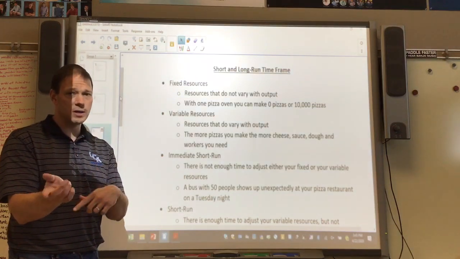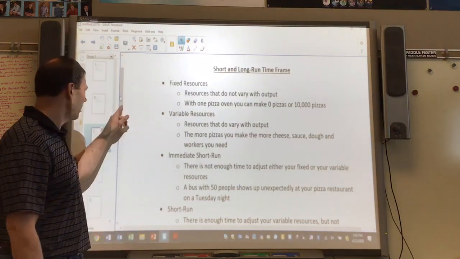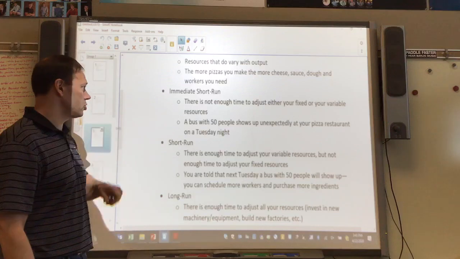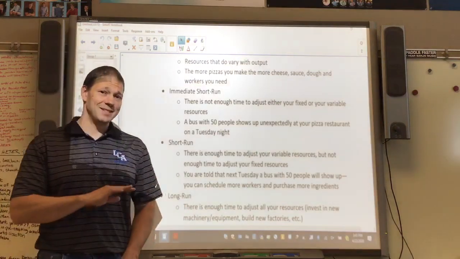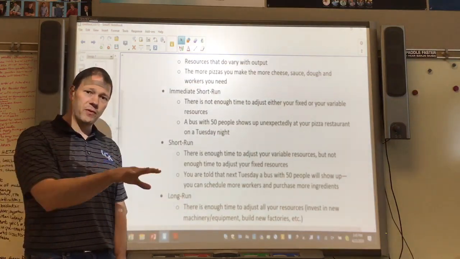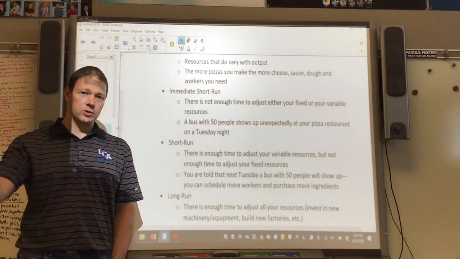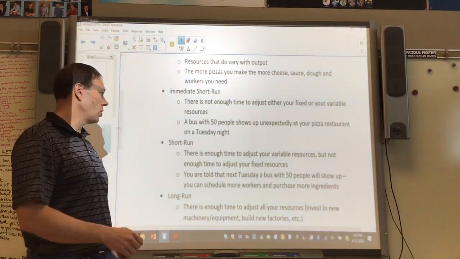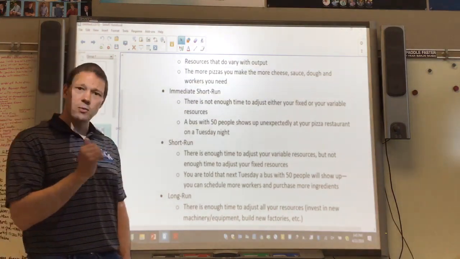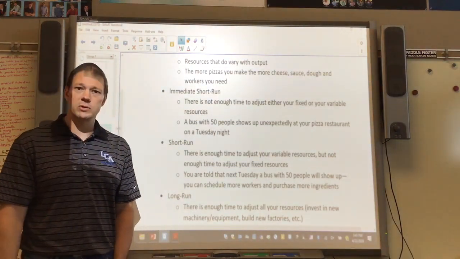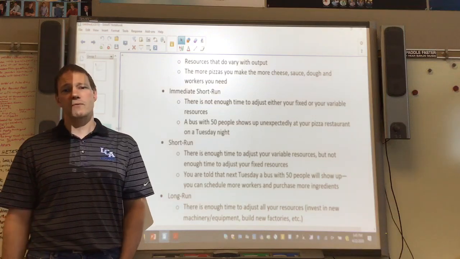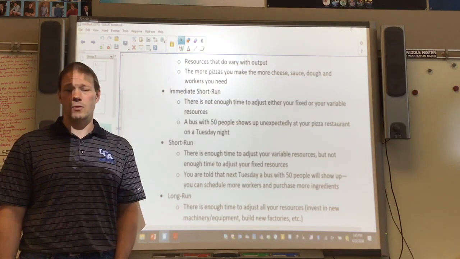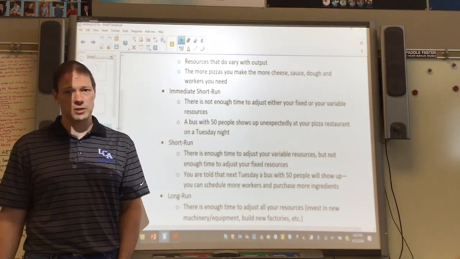Now that's important because that factors into our time frames. In the immediate short run, there's not enough time to adjust anything. Both your fixed resources and your variable resources cannot change, and you're kind of stuck in this position. A good example: you're working your pizza restaurant, it's a typical slow Tuesday night, and all of a sudden a bus filled with 50 people or so shows up unexpectedly at your pizza restaurant.